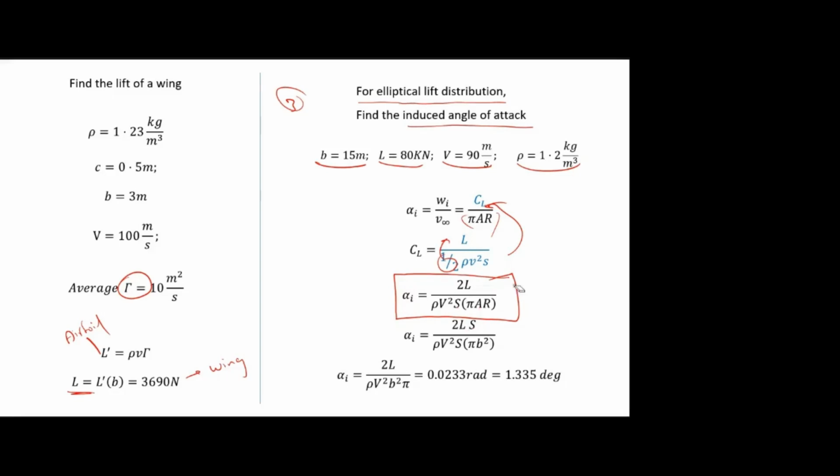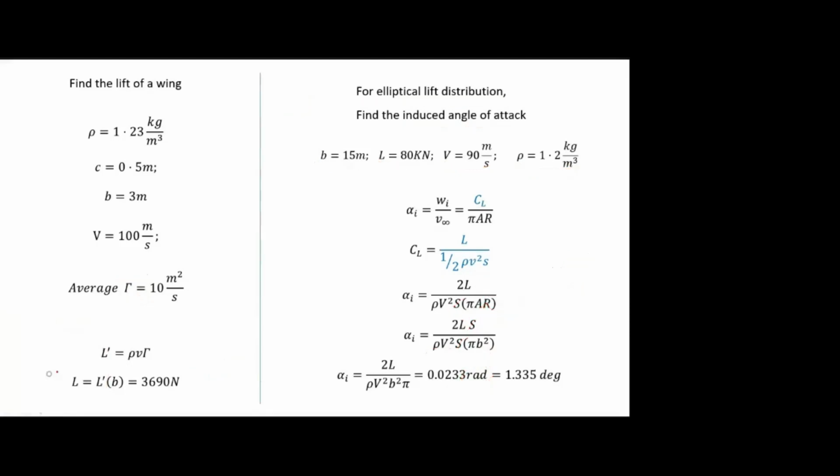Now we can simplify this equation because S is unknown, right? So instead of this aspect ratio, they are writing b square by S. Now the S's get cancelled. Okay, remaining is 2L by rho V square b. Now everything is known. Lift we know, velocity we know, span we know, density we know. Substitute, you will get the value in terms of radian. That's it. Is that clear? Yes, sir. Okay.